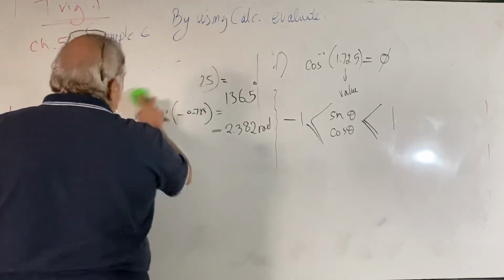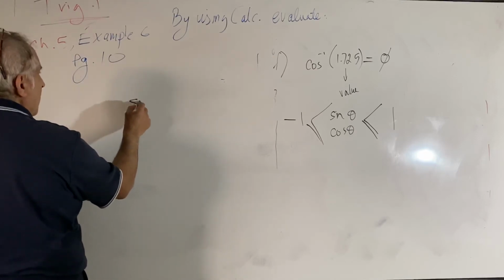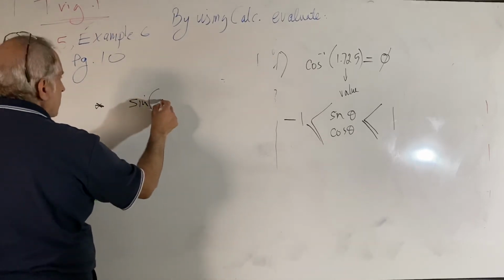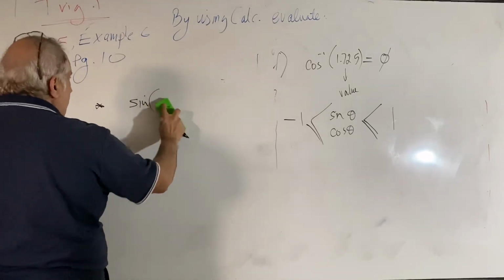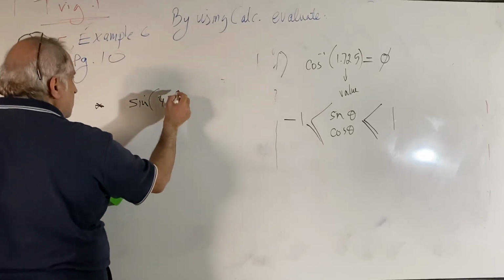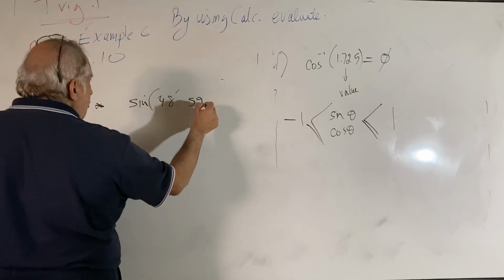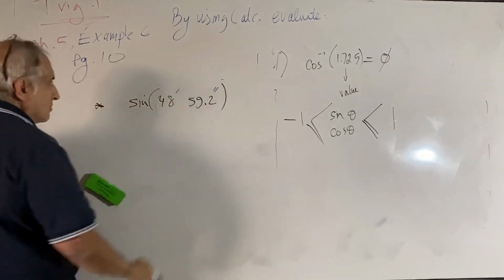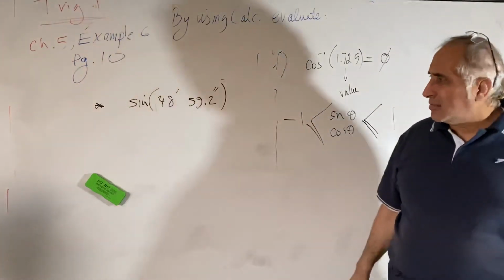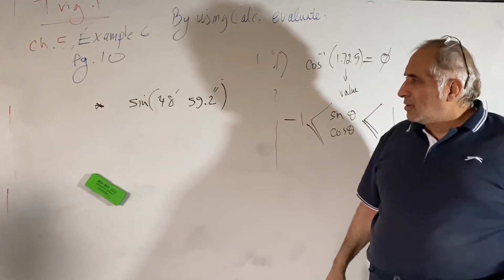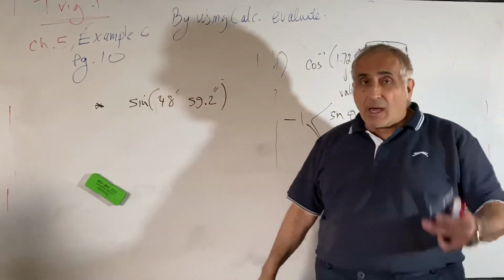Now, one last question from my own before we stop. How would you find the value of sine 0 degrees? Well, let me write it that way. 48 minutes and 59.2 seconds. Very small angle. Less than 1 degree. I need to use a calculator. So is this answer in radians or degrees? It's in degrees. But I don't have a degree. How am I going to use the calculator?